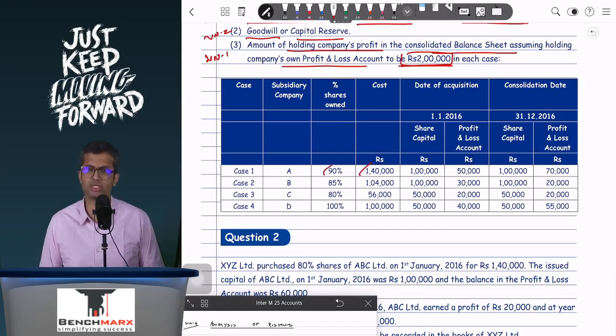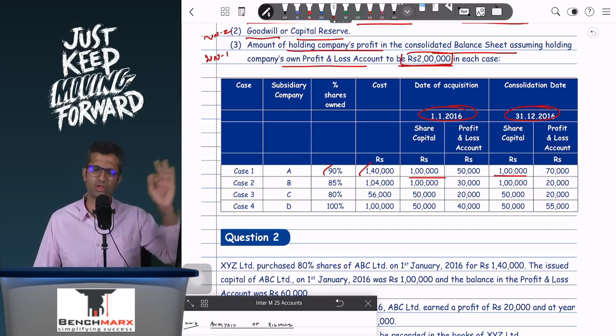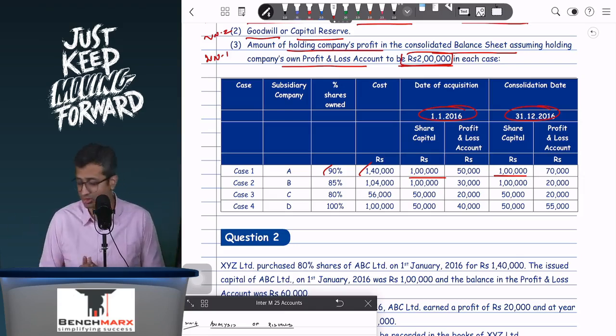Your cost of investment is 1,40,000 minus your share in the net worth as on the date of acquisition, that is 1st of January 2016. Today, the date of consolidation is 31st December 2016. So over here, we will say that, well, the share capital remains the same. Generally, in every question, your share capital will not change unless the question tells you otherwise. So over here, for this share capital of 1 lakh, you will say out of this 1 lakh, 90% is attributable to the parent and 10% is attributable to the minorities.